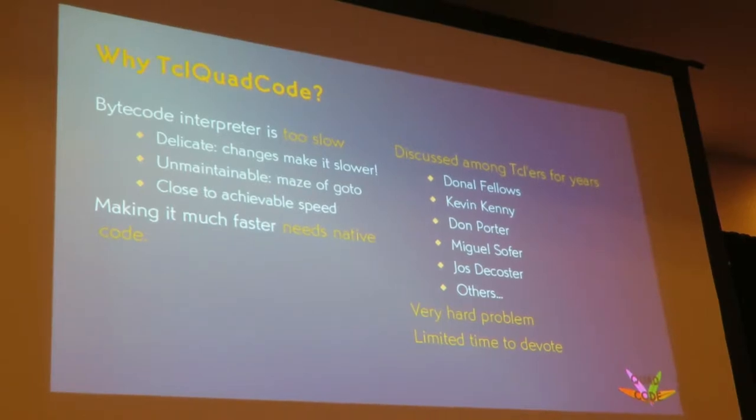It's a nasty, nasty process, and it is really close to the achievable speed. Anything we do to it makes it slower. It's at least converged on a local optimum. Really making it much faster, you have to start compiling native code. Certainly to make it an order of magnitude faster, you'd have to start compiling native code.